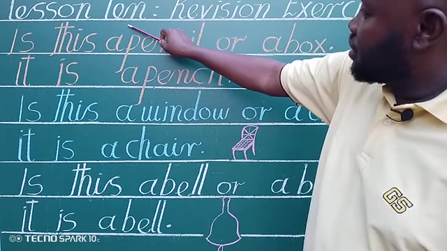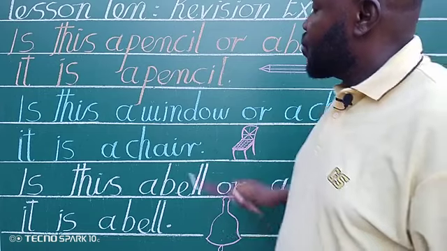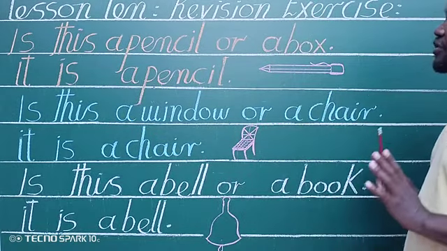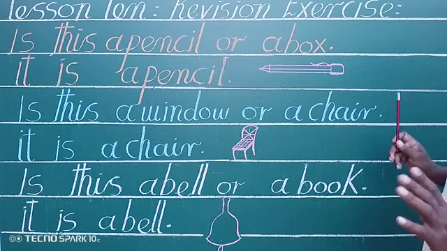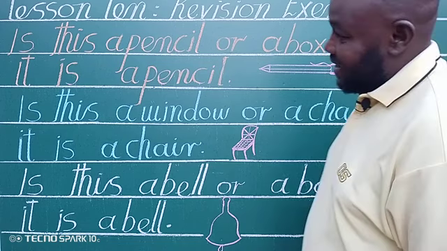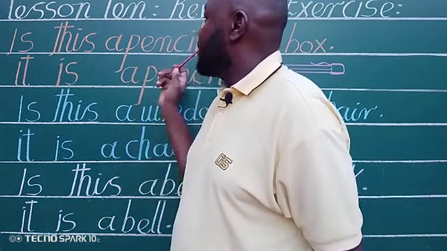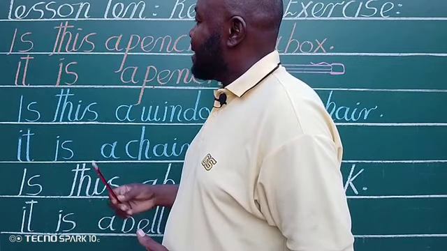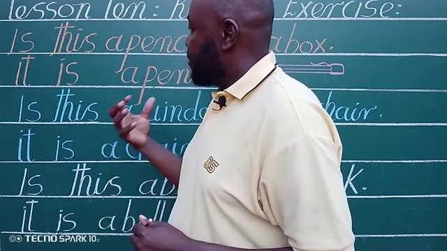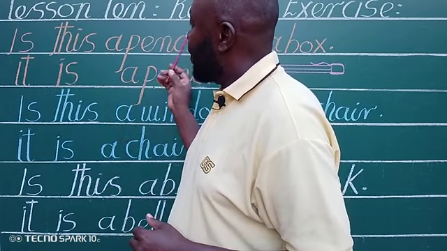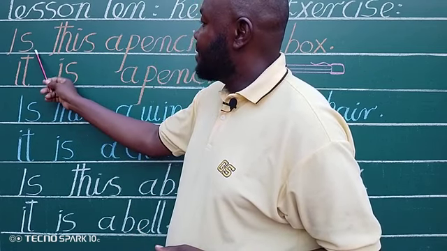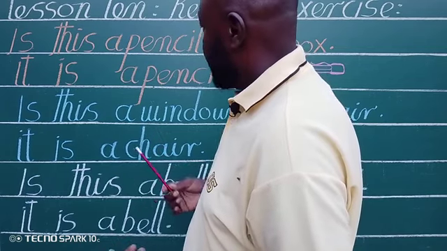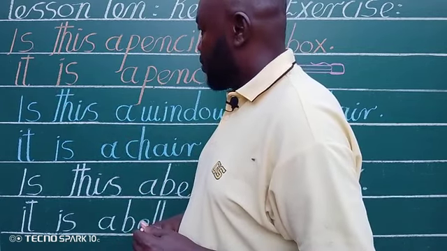As we mentioned, in lesson 10, revision exercise, we have the first question: Is this a pencil or a box? It's very simple, so simple for you to understand these questions. Okay, let's look at the grammar function. Is, we said, is an auxiliary verb or helping verb. But when it comes at the first of the sentence, it is making questions. Is here makes a question.